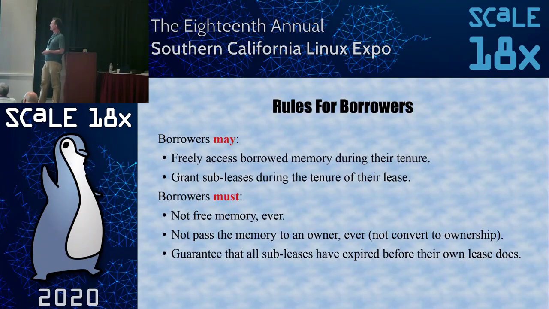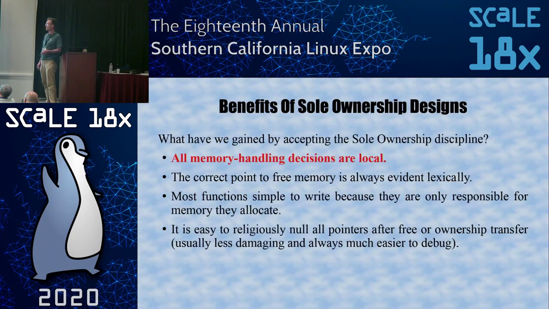Okay? Borrowers have rules too. Of course, they can freely access borrowed memory as long as their loan is good, and they can even grant subleases. In other words, what this really means is they can call a function themselves. But borrowers never free memory, ever. Okay? They also can't pass the memory on to an owner because they have no ownership to transfer, and they have to guarantee that any subleases they make expire before their own lease does.